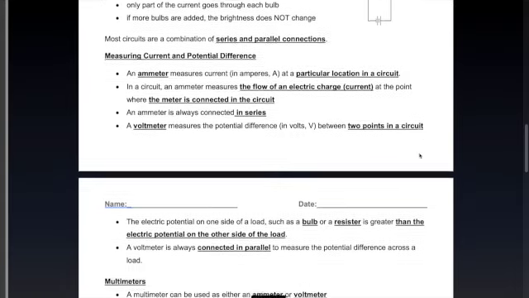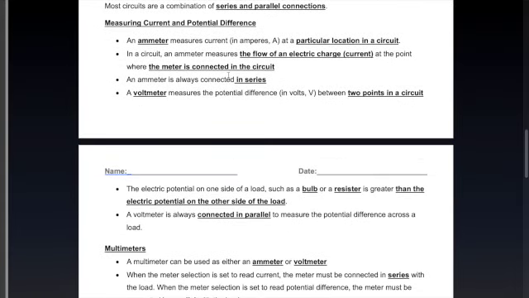Okay, let's talk about measuring current and potential difference in a circuit. We mentioned this before. We use an ammeter, which measures the current. Remember that the unit for current is amperes, with symbol A, at a particular location in a circuit. The ammeter measures the flow of electric charge at the point where the meter is connected, so only at that specific point. That's the limitation of an ammeter: it has to be at only one point.